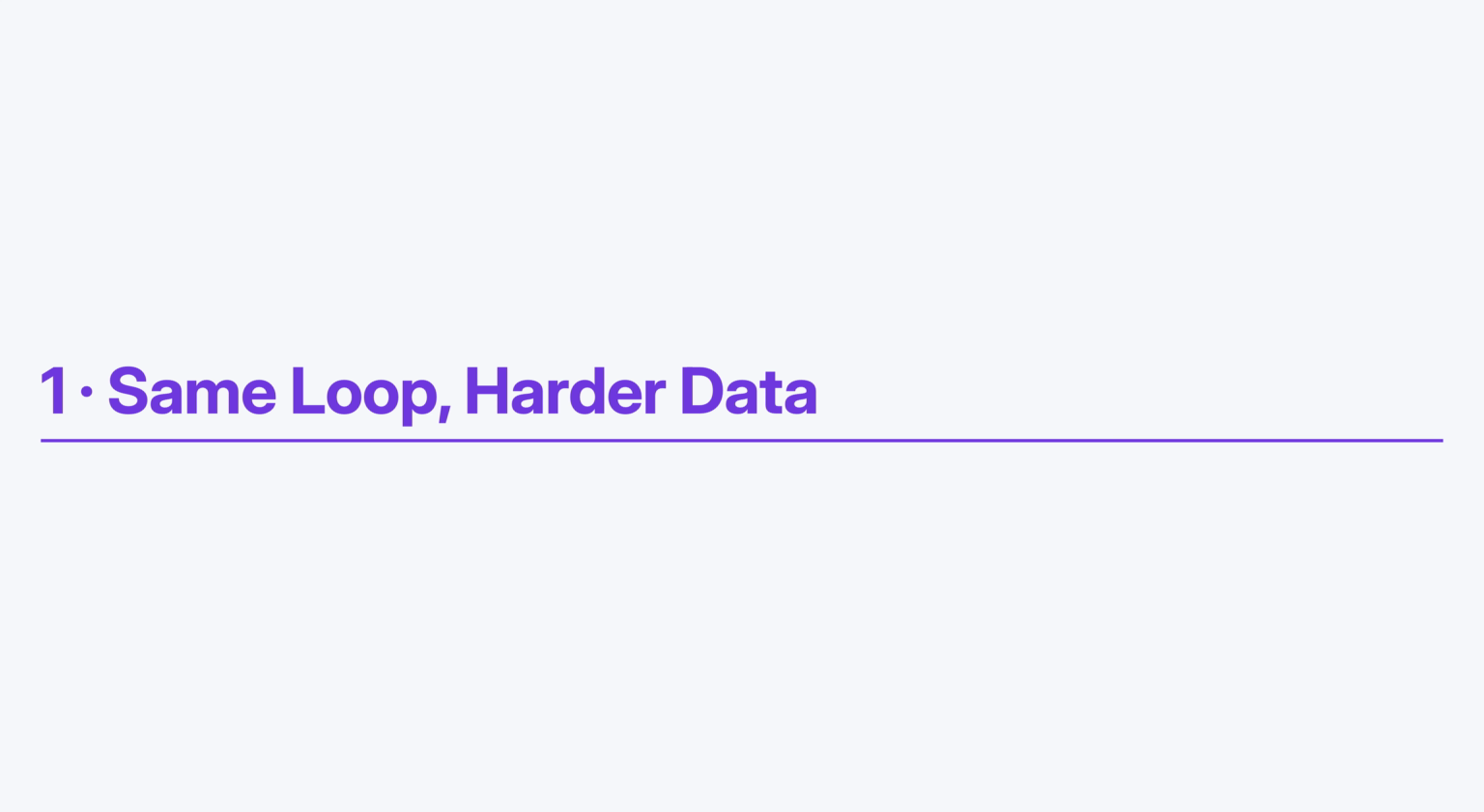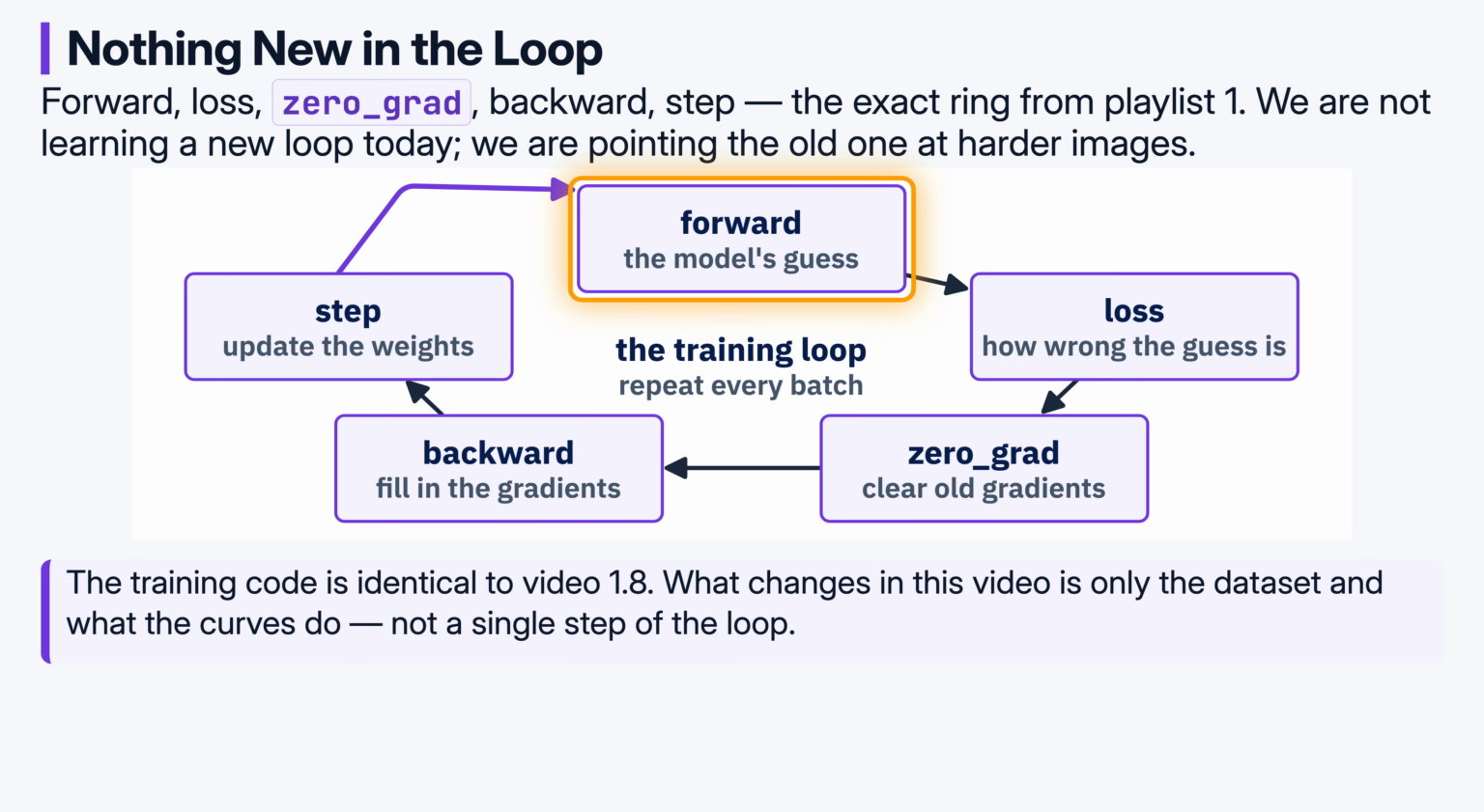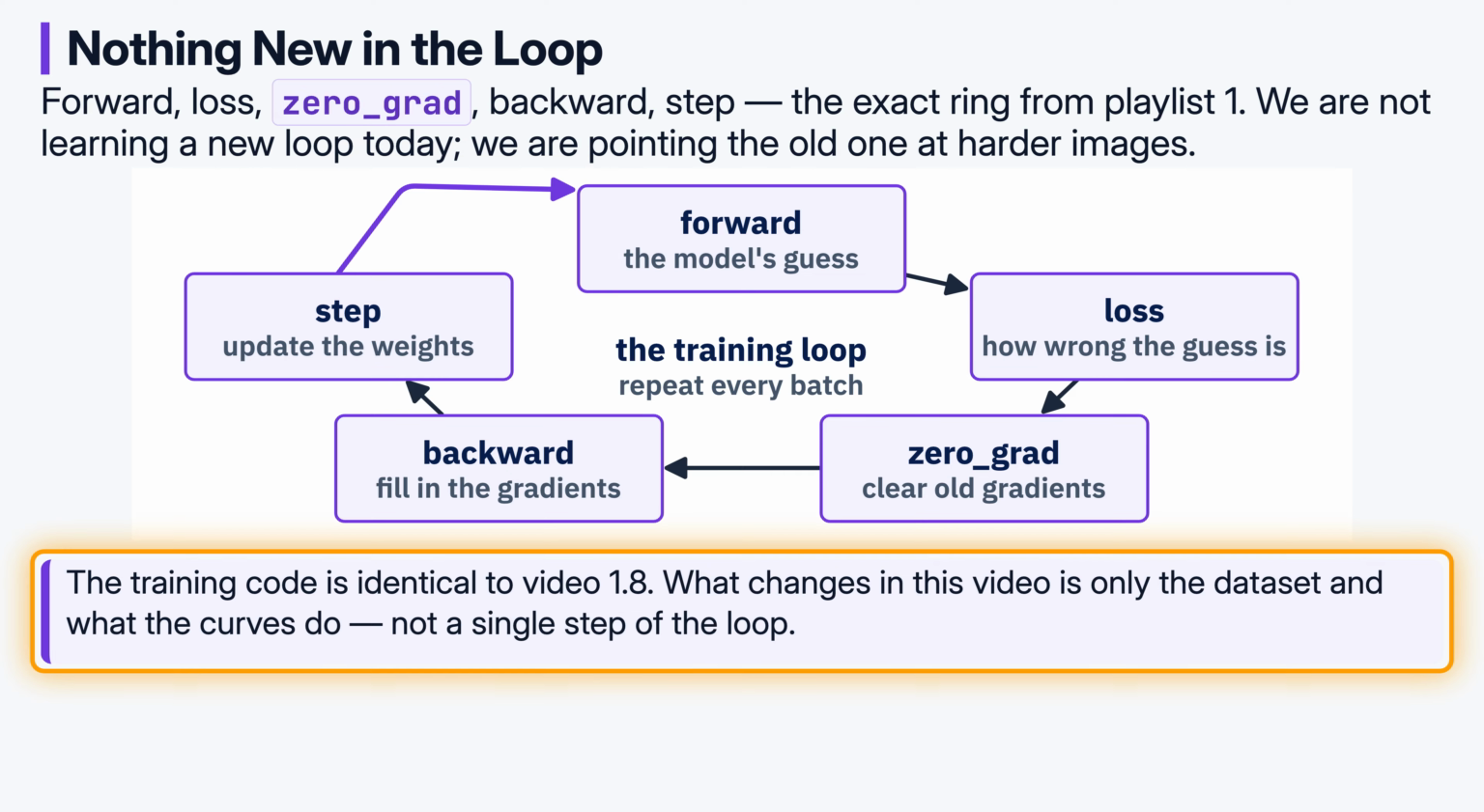First, the same loop, now on harder data. Forward runs the batch through the model. Loss scores how wrong it was. Zerograd clears the old gradients. Backward computes the new ones. Step updates the weights. Then back to the top for the next batch. The exact same training loop ring you already know. Nothing here is new. The training code is identical to that video. The only thing this one changes is the dataset and what the curves do.